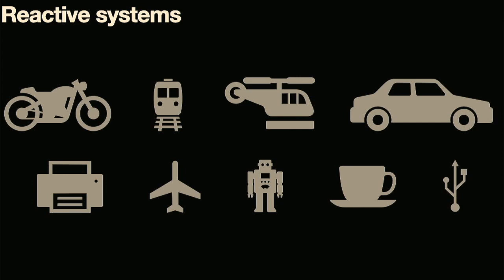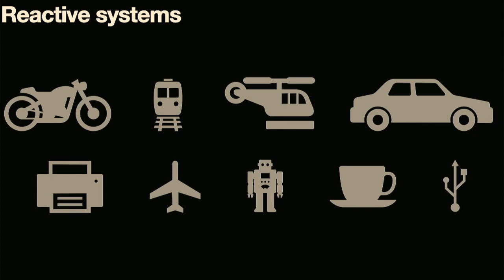It has very strong, very tight timing requirements. So if it goes wrong, things. Other reactive systems are motorcycles, trains, cars, robots, also coffee machines.